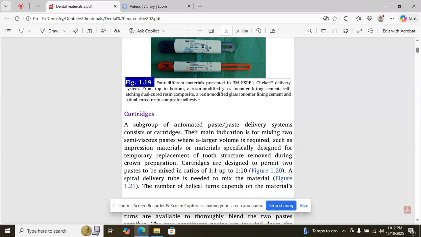Cartridges. A subgroup of automated paste delivery systems consists of cartridges. Their main indication is for mixing two semi-viscous pastes where a large volume is required, such as impression materials or materials specifically designed for temporary placement of tooth structure removed during crown preparation. Cartridges are designed to permit two pastes to be mixed in ratios of 1:1 up to 1:10. Figure 1.20. A spiral delivery tube is needed to mix the material.